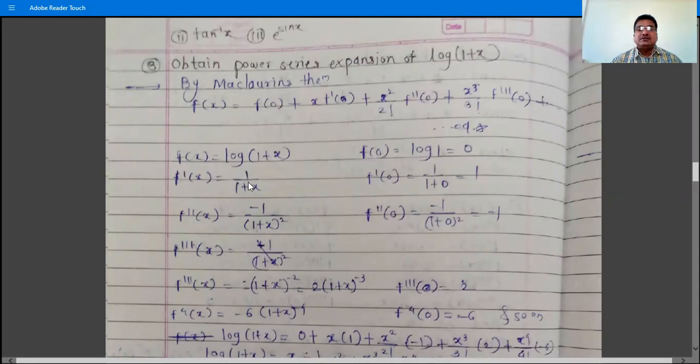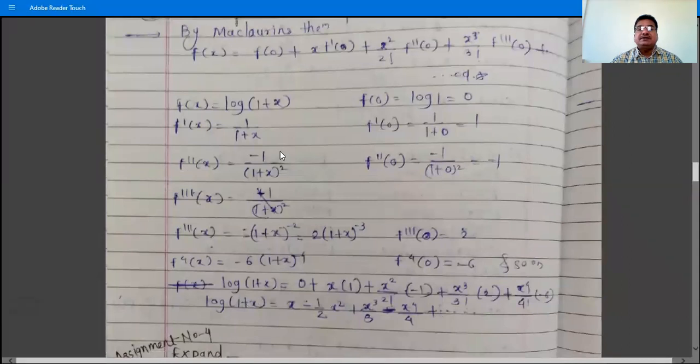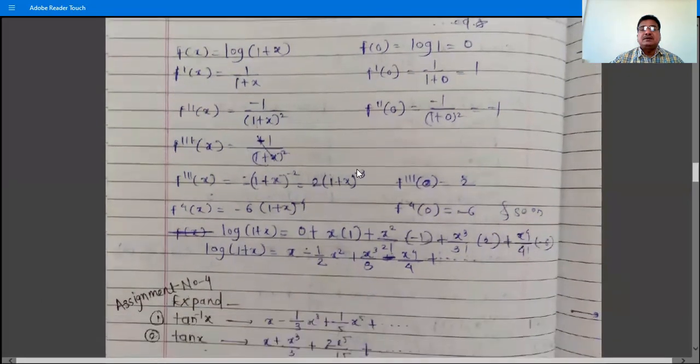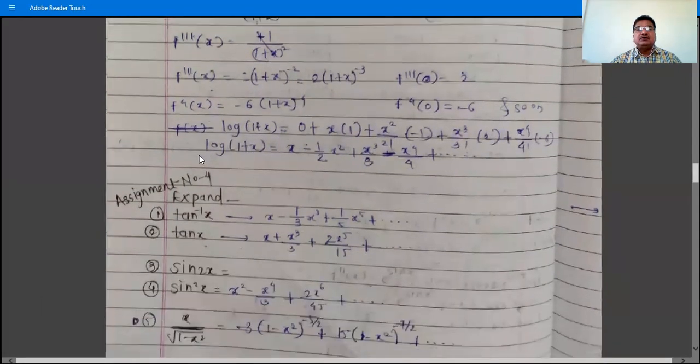Then f'(x) is 1/(1 + x), f'(0) is 1/(1 + 0), that is 1. Then f''(x) is -1/(1 + x)², and its simplification is what? (1 + x) raised to -2. The value at 0 is -1. So its derivative is this, minus minus become plus, 2(1 + x) raised to -3. Value at 0 is 2. Then the fourth order derivative is -6(1 + x) raised to -3 - 1, which is -4. And then the value at 0 is -6.